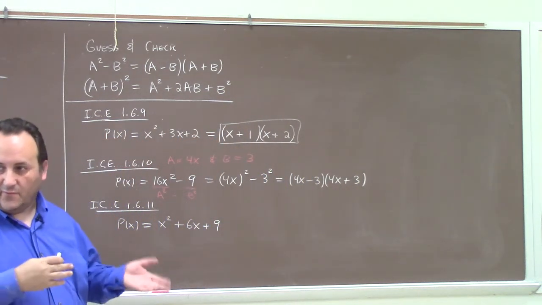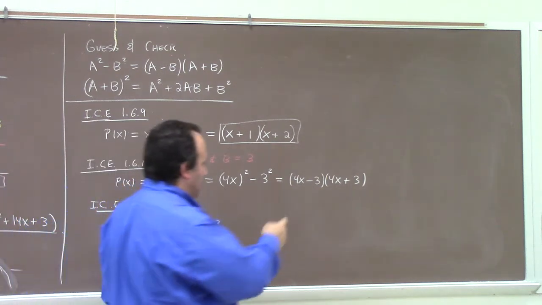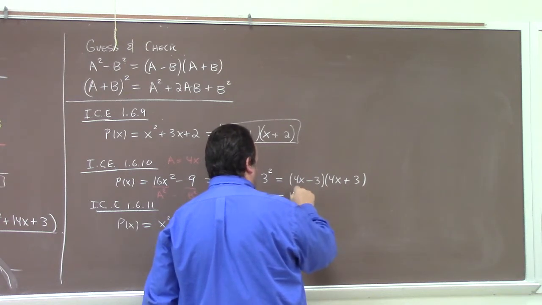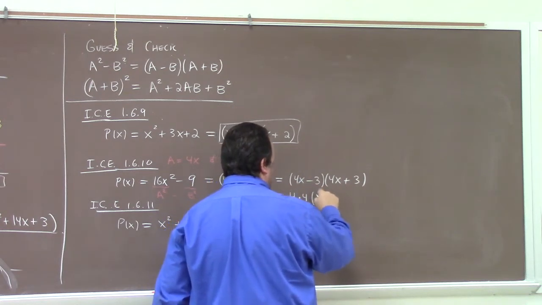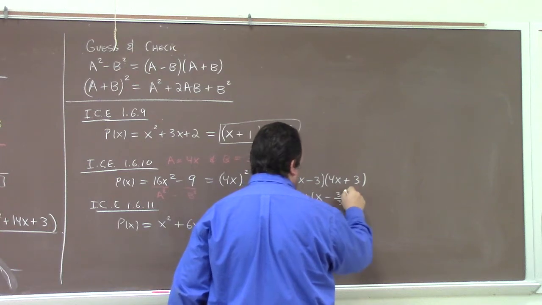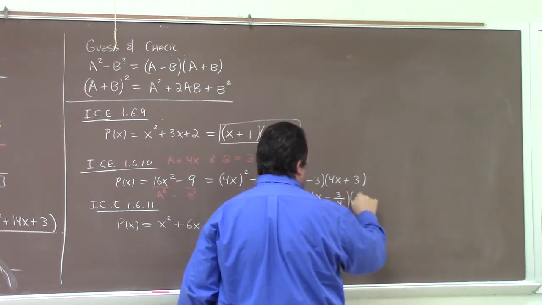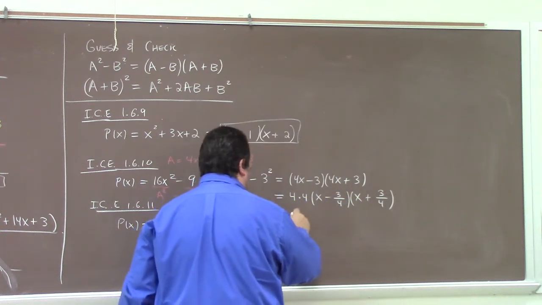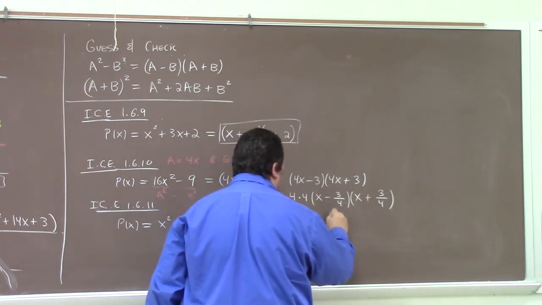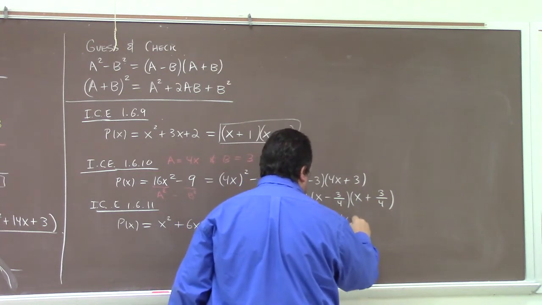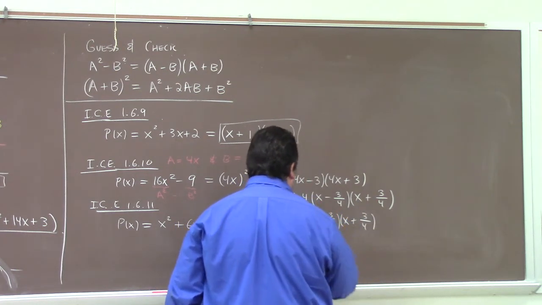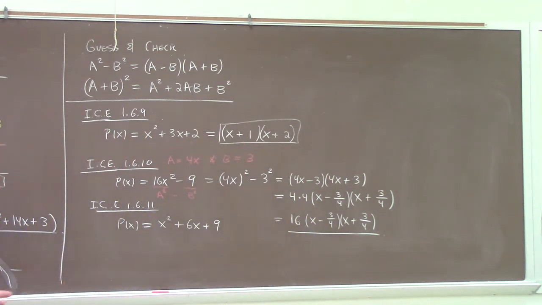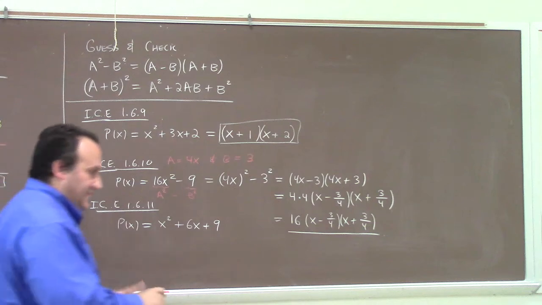You could factor out a 4 from both if you wanted. Like you could rewrite this as 4 times 4 times x minus 3/4 times x plus 3/4, right? So if you wanted to, you could do that. So we'd have 16 times x minus 3/4 times x plus 3/4, right? And so, if I just say factor completely over the reals, I would be completely fine with this as an answer.